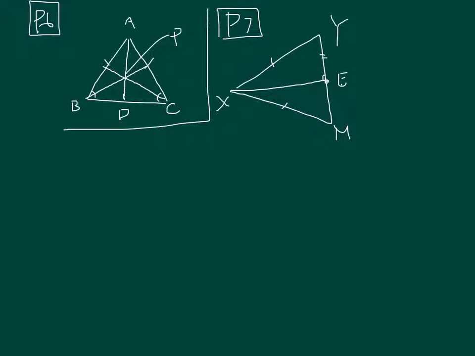So you can put some tick marks. And segment XY is congruent to segment XM, which is given. The two triangles share segment XE. The triangles have three pairs of congruent sides. So obviously, the triplet that guarantees these two triangles are congruent is SSS. So write the proof.